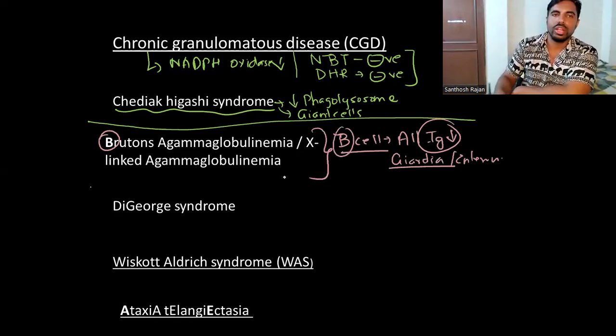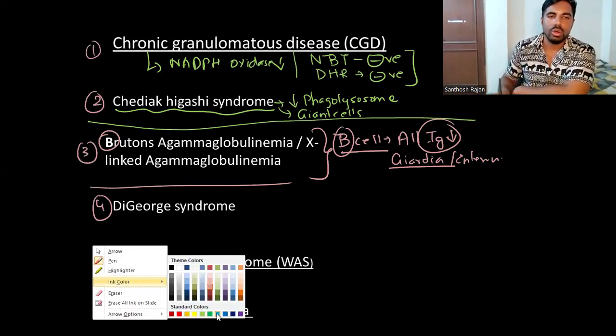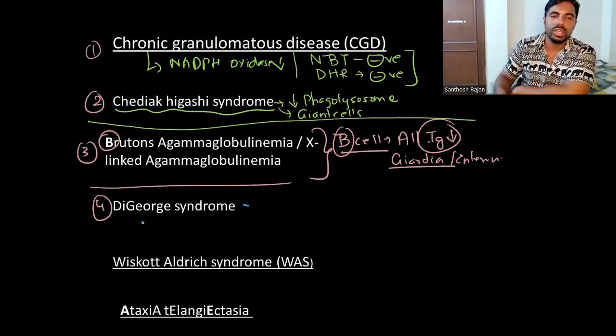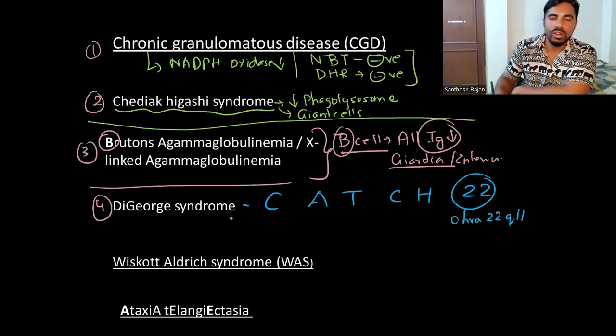So that is 1, 2, and this is 3. Next is DiGeorge syndrome. DiGeorge means George likes to catch. The shortcut is CATCH 22. 22 because chromosome 22 is involved, especially a Q11 deletion. C for cleft palate. Cleft palate will be there.